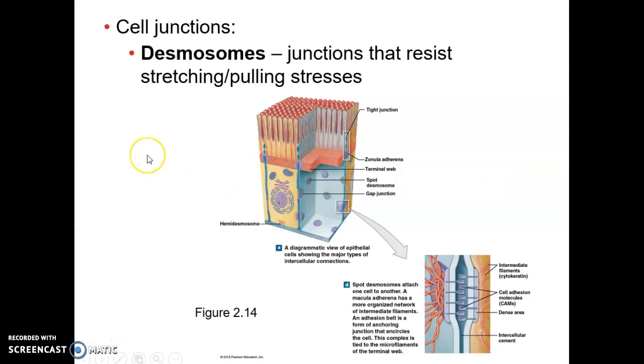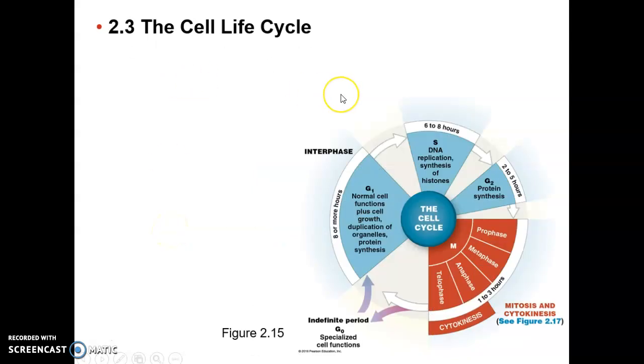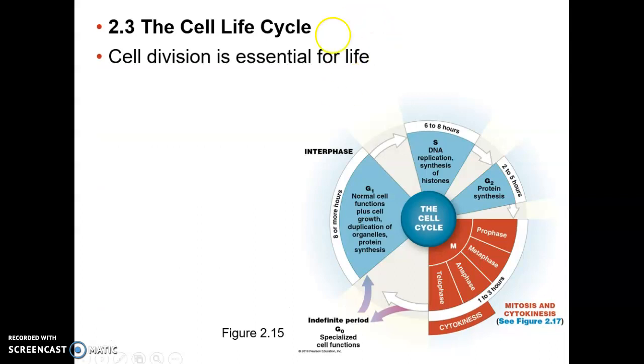And to finish up with desmosomes, again, they are really strong junctions between adjoining cells that prevent cells from getting pulled apart or stretched apart, that resist stretching and pulling stresses. Okay, let's look into the life cycle of a cell, or like the life history of a cell.